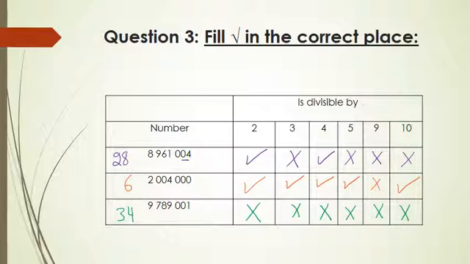No. Exactly. Muhammad, 34 is not a multiple of 3. That's why it's not divisible by 3. When I add all the digits, I get 34, and 34 is not a multiple of 3. That's why it's not divisible by 3 nor by 9. Okay? Is this clear? Yes. Can we continue? Yes.